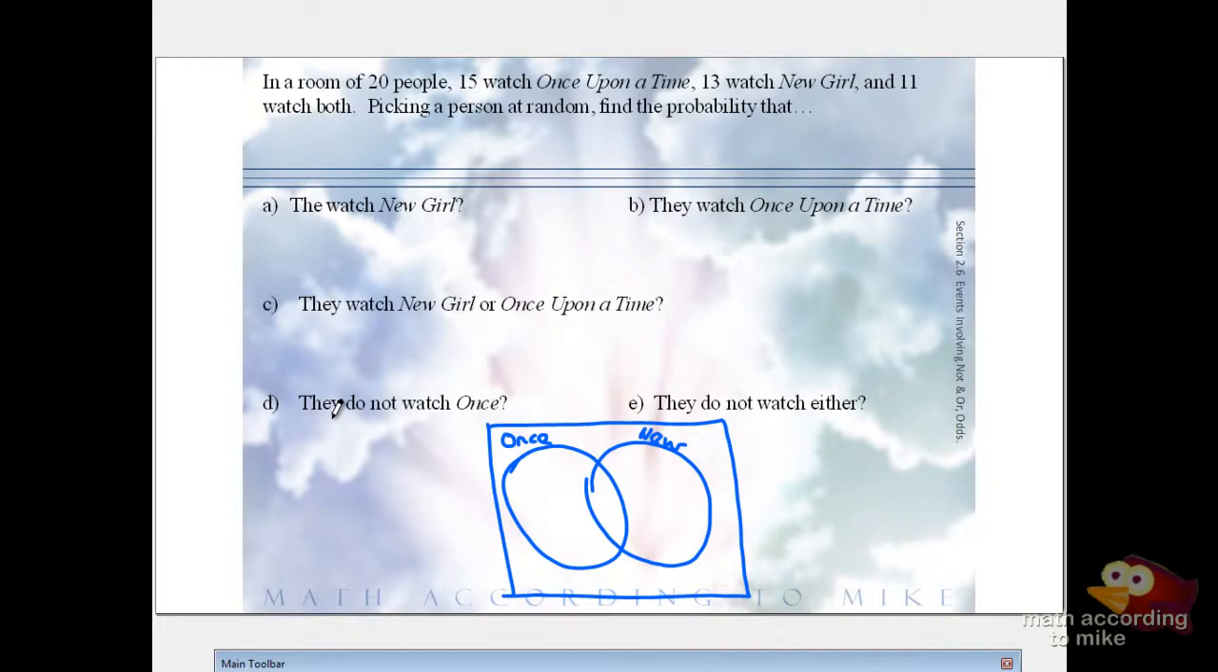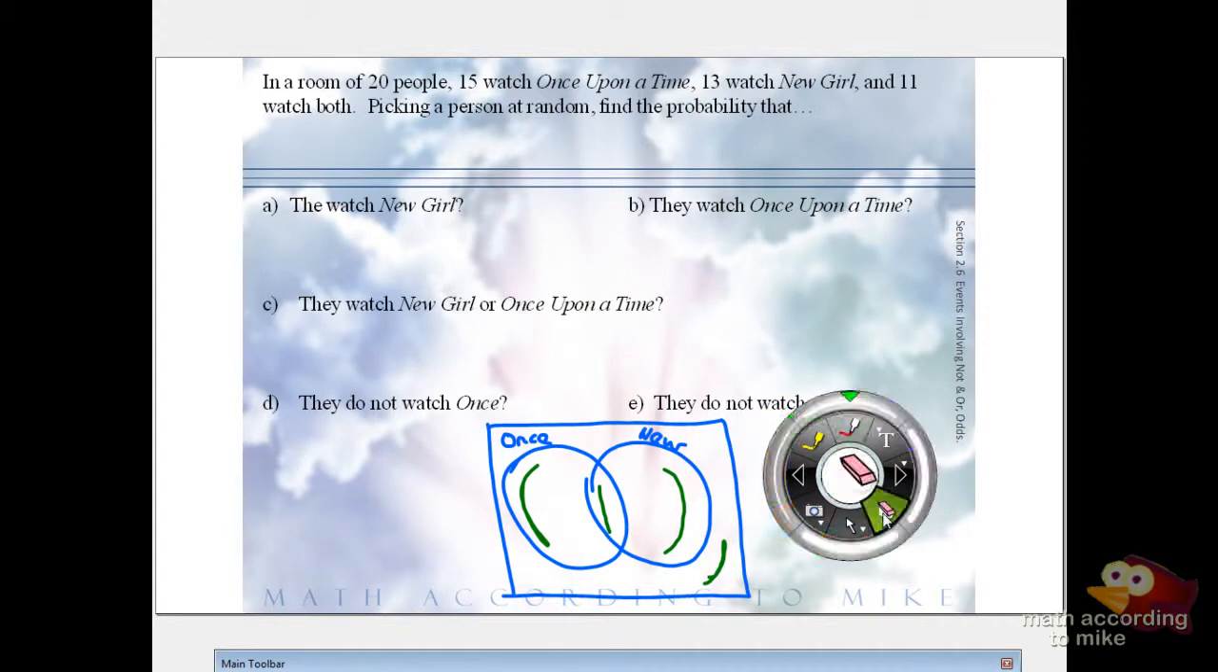So we have 4 sections here. We have a left crescent. This section represents only the people that watch Once. We have a middle leaf shape that represents the people that watch both. We have a right crescent. This represents the people that only watch New Girl. And then we have this outer region. What does this represent? Careful. They watch neither because they're outside of the circle.